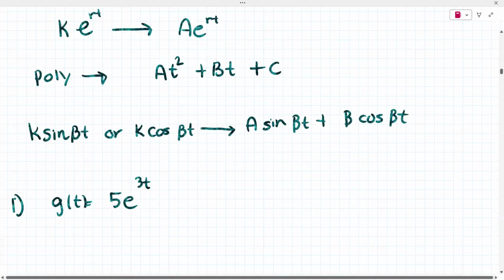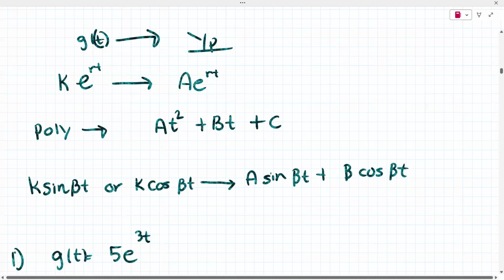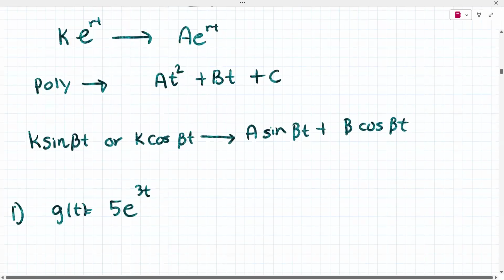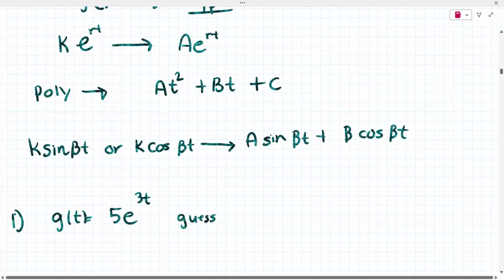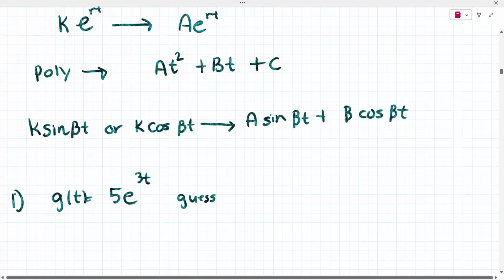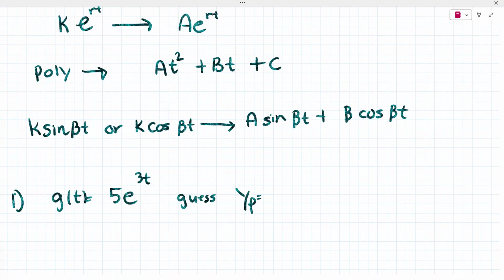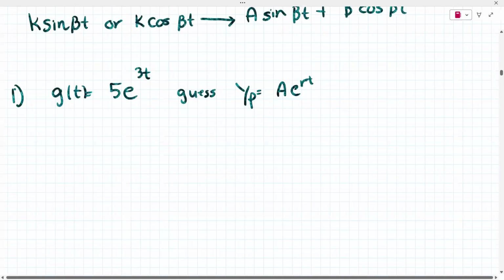So the rule states it's going to be ae raised to the rt. So the guess would be yp, and it's going to be ae to the rt. Okay, we're just finding our yp for right now.